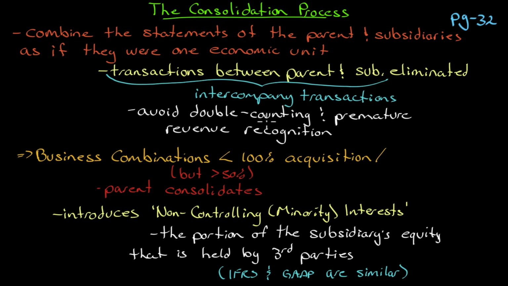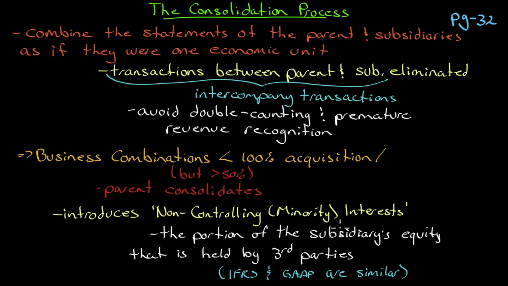For business combinations of less than 100% of acquisition, but greater than 50%, the parent consolidates. Doing so introduces something called a non-controlling or a minority interest. If we own 100%, we don't have to deal with anybody. It's all ours. But if we only own 90% of a target and we're consolidating 100% of the statements, 10% of what we're consolidating doesn't belong to us, so we have to give it back. At the bottom of the income statement, we have to give it back, saying, look, this is not ours. And in our equity section, we have to give it back as well. That's all that account is.